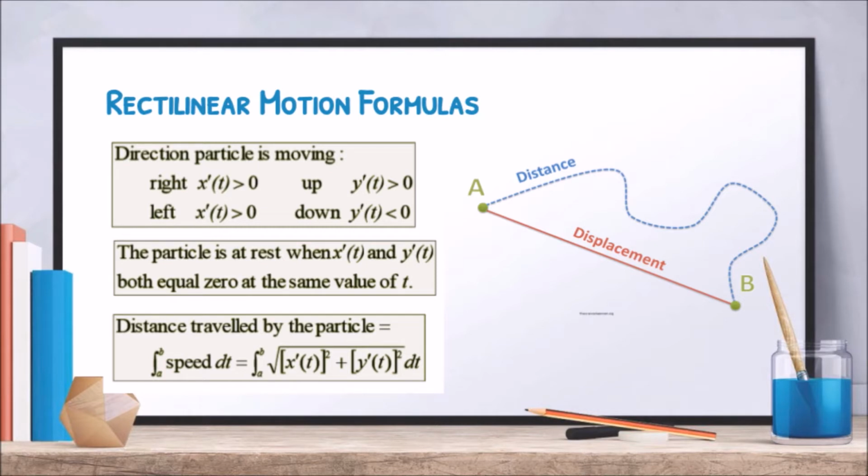And the distance traveled by the particle can be determined with the integral from a to b of speed dt. So that's the integral from a to b of the square root of x prime t squared plus y prime t squared dt.